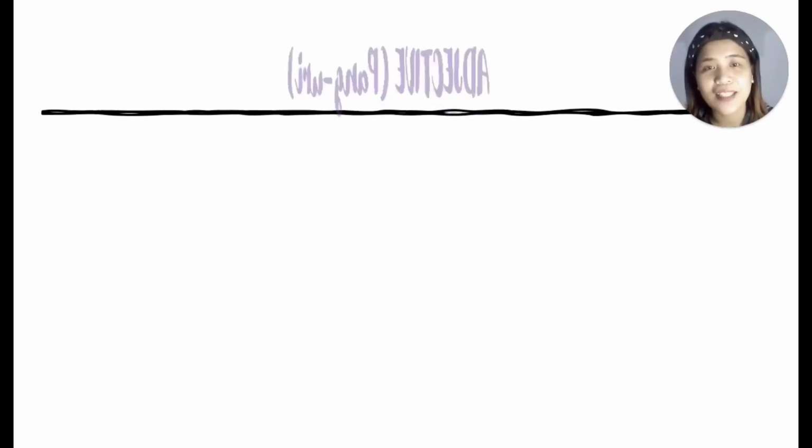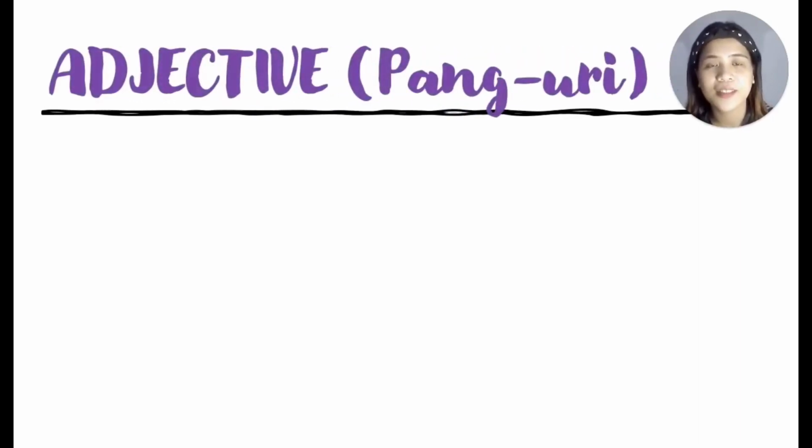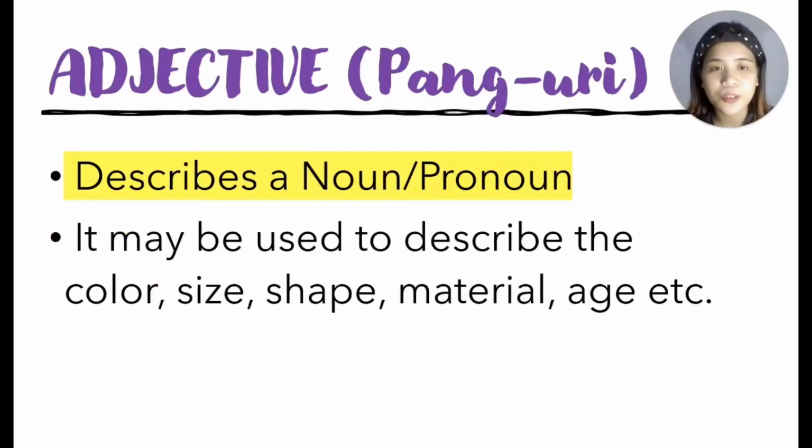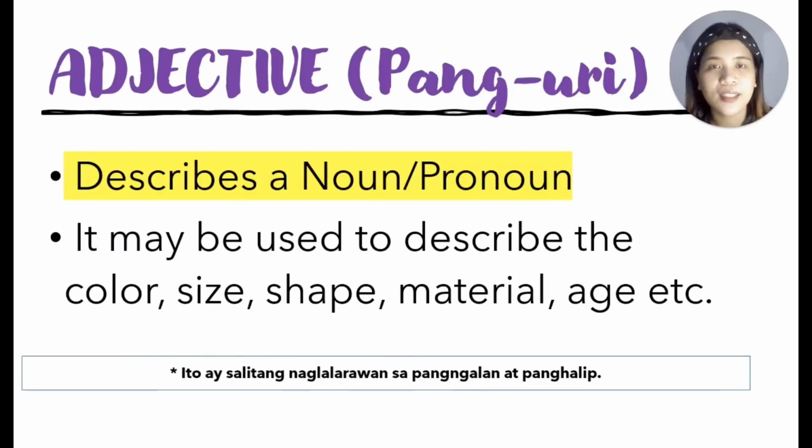Next, we have adjective, or in Filipino, it's pang-uri. Definition for adjective is that it describes a noun or a pronoun. You have to take note of the word that it describes because later when we go to adverb, it somehow has the same function, which is to describe. It's just that there's a difference with the word that they describe. So for adjective, it may be used to describe the color, size, shape, material, age, etc. So remember, ang adjective ay salitang naglalarawan sa pangalan at panghalip.